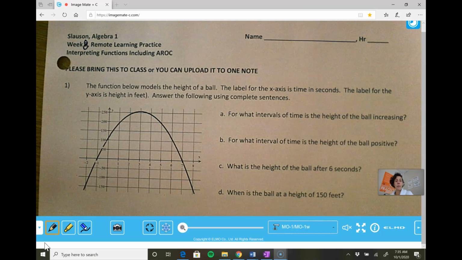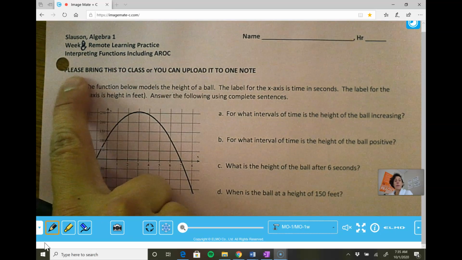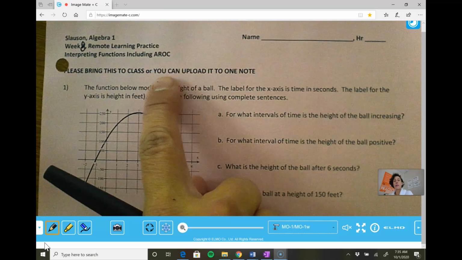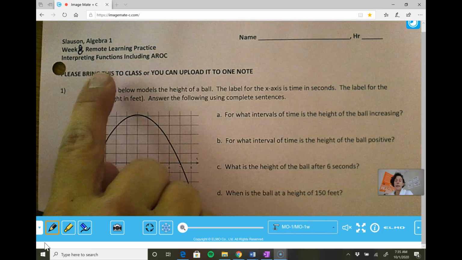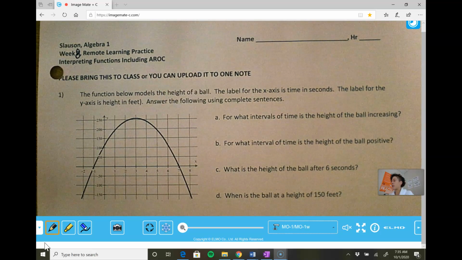And if you don't have a printer, just get out a piece of paper, write on it, and bring it to class, or the other option is to upload it. I would prefer my Thursday, Friday students to bring it to class, and my Tuesday, Wednesday students to upload it. But in the end, you can bring it or upload it, whichever is going to work best for you, okay? But this is going to be worth points.